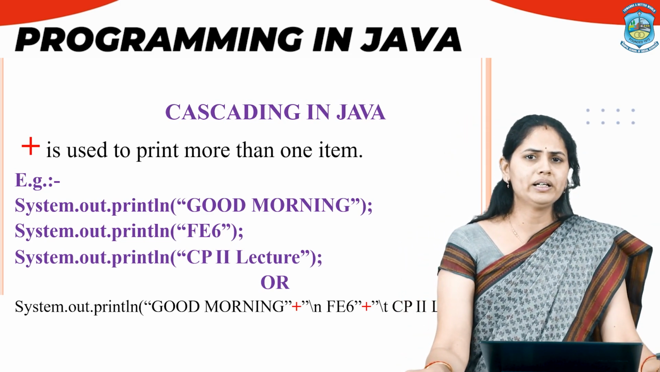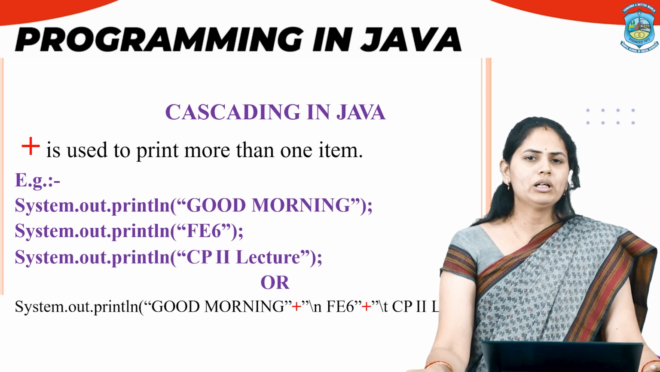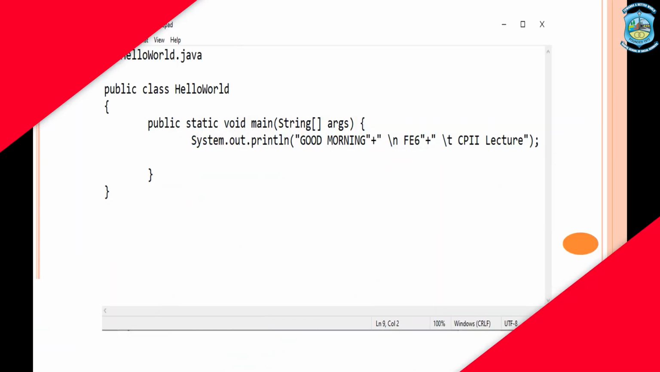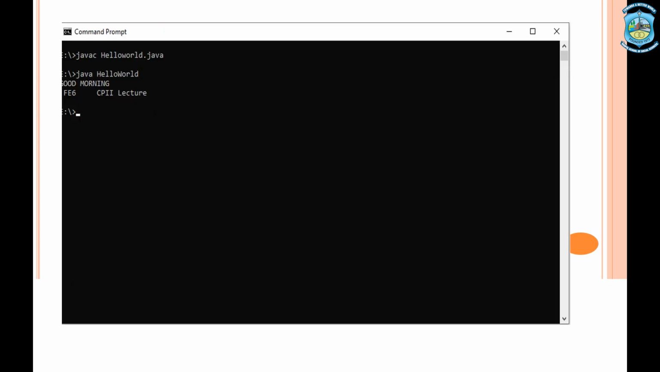I will simply execute this statement on my system and tell you what the output will be. Here is the program. The name of the program is HelloWorld. Within the program, we declare the main function and simply write the same statement, System.out.println good morning plus \n, then plus \t and the third string. Now what will be the output of the program?